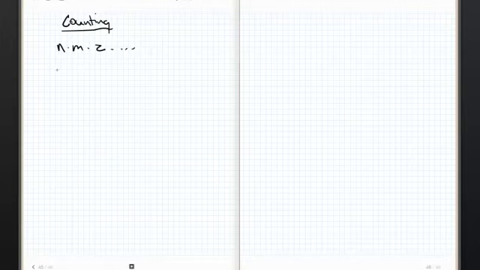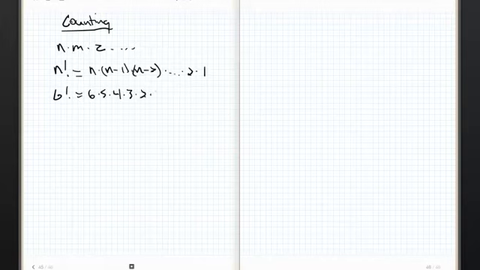Okay. Let's talk about n factorial. N factorial, hopefully you've seen this, is n times n minus 1 times n minus 2, and this is just the mathematical structure of it, times dot dot dot times 2 times 1. So 6 factorial is 6 times 5 times 4 times 3 times 2 times 1. Now that's just the mathematical way of doing it, but let's make sure we understand exactly what it means. What it really is, is the number of ways to organize, to order n things.